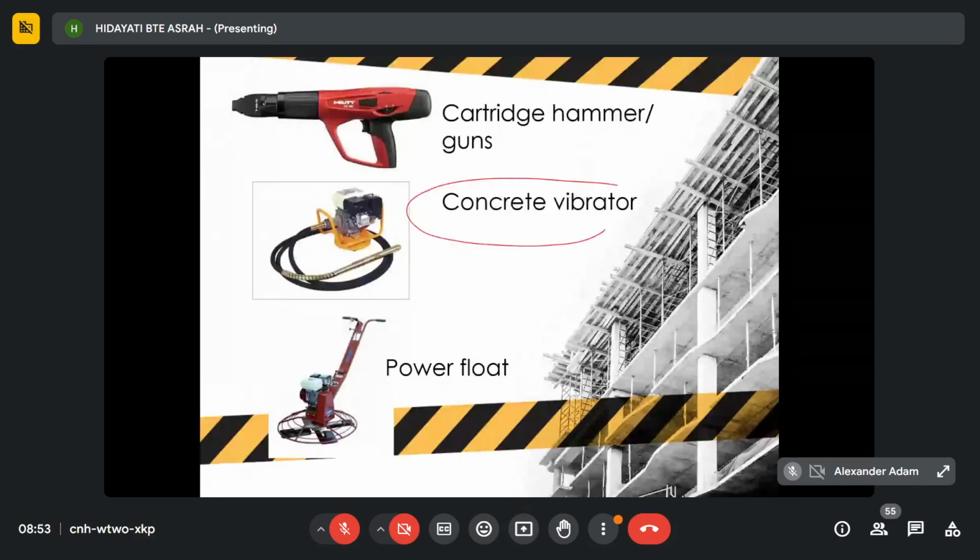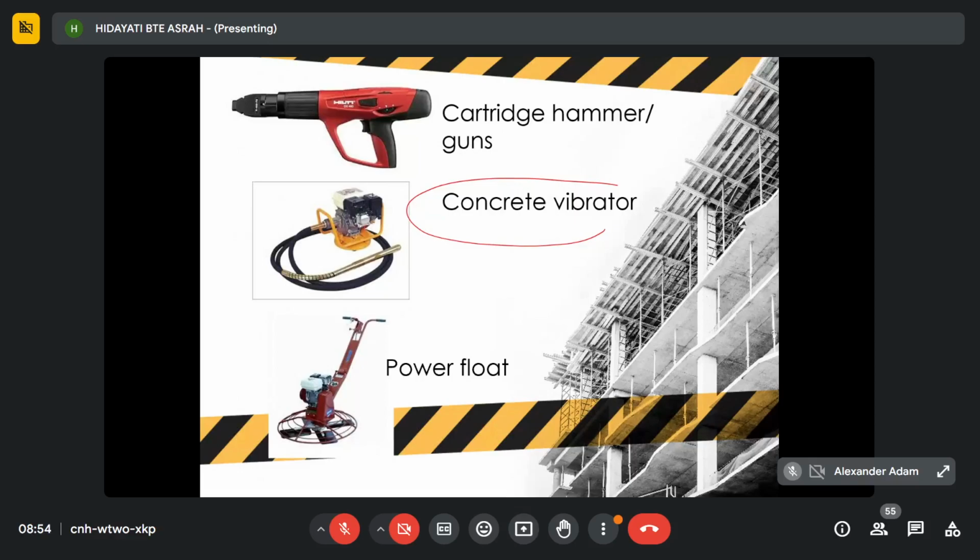After you mix your concrete, you place it in the formwork. You need to vibrate the concrete, so we use the machinery, the concrete vibrator. The purpose of the concrete vibrator is to remove the voids within the concrete so that the strength of the concrete is good.